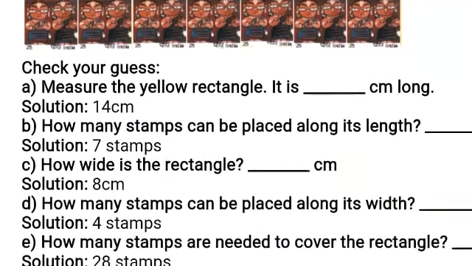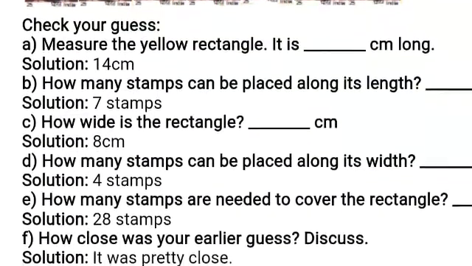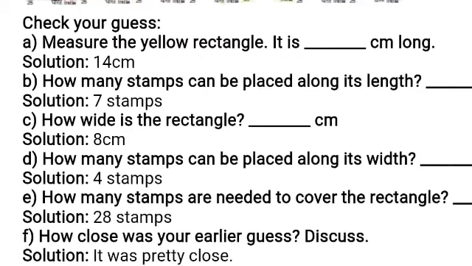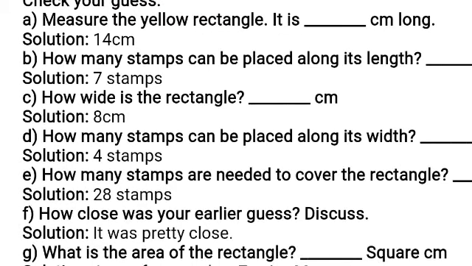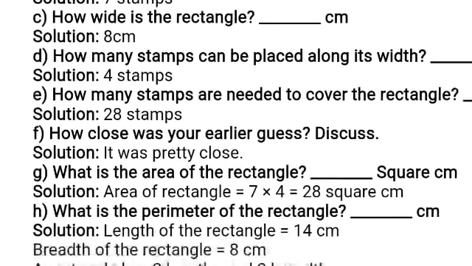And how wide is the rectangle? It is 8 centimeter in width. How many stamps can be placed along its width? So 4 stamps can be arranged. And how many stamps are needed to cover the full rectangle? It means 28, because 4 sevens are 28.